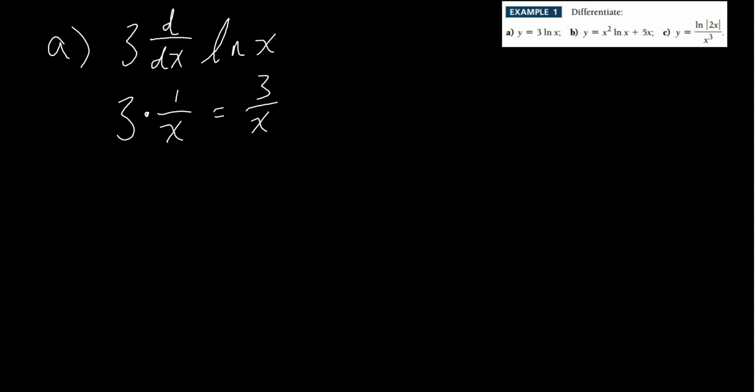Pretty easy. B looks like we're going to have to do our product rule. So let's go ahead and do our product rule. And C is going to take the quotient rule. So I'm just going to go and put C on the next page. So I'm going to do the rest of this with B.